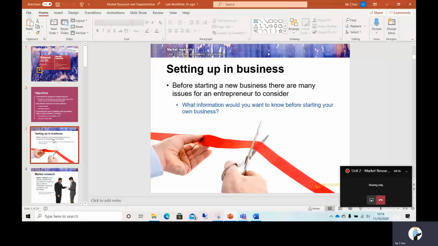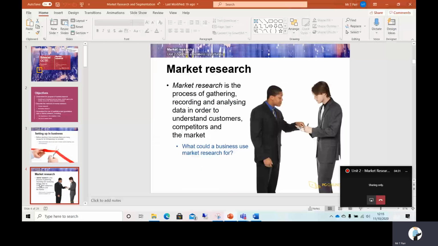If you ever watch Dragon's Den, they always say, have you done your research? There's no point saying, I'm going to invent a new type of shoe, even though you don't know if anyone's going to buy it. Market research, as you can see there, is the process of doing your homework, essentially, recording and analysing data to understand the customers, competitors, and the market.